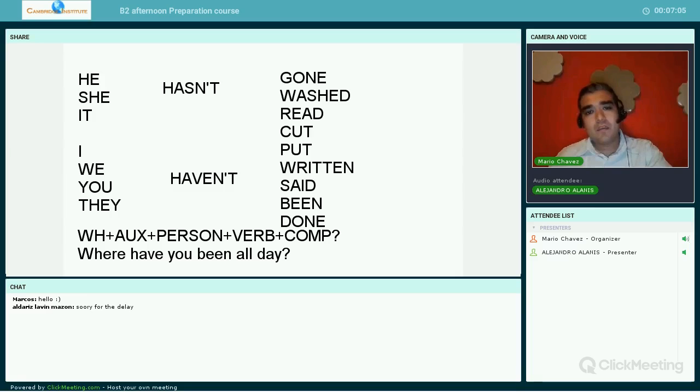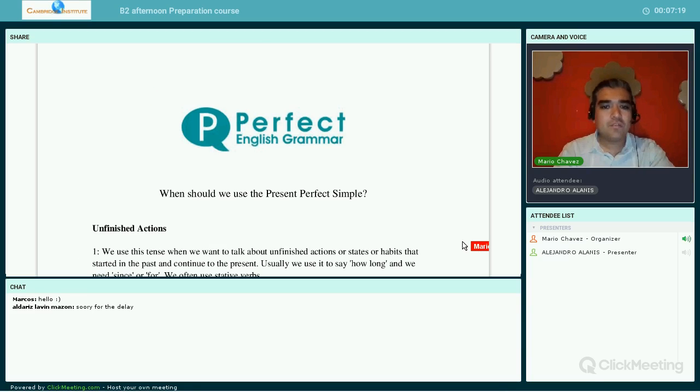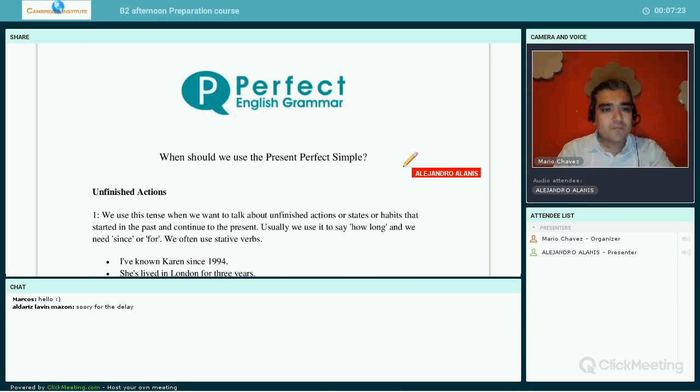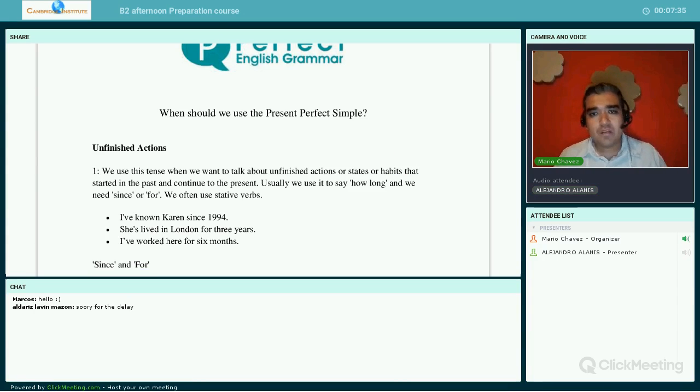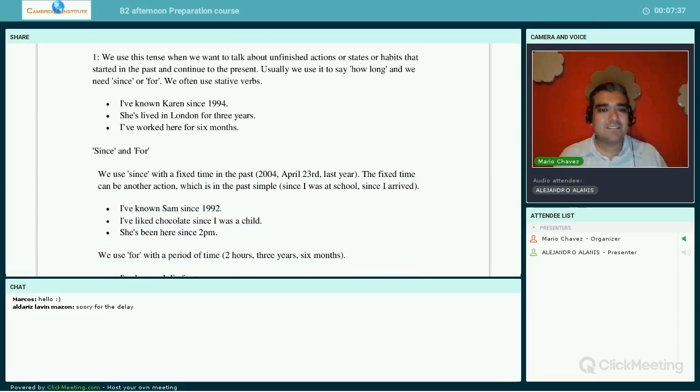We use some specific vocabulary with these types of tenses, the perfect tenses. But before we go on, I want to be clear about the use. And here we have the use of the present perfect tense. Yesterday we were talking about the past. When we were talking about the past, we said that it is for completed actions in the past. We said that it is for finished actions in the past.